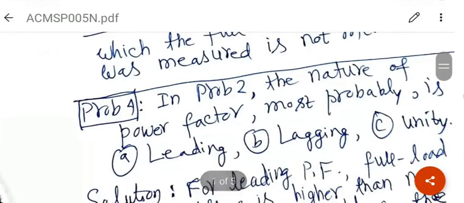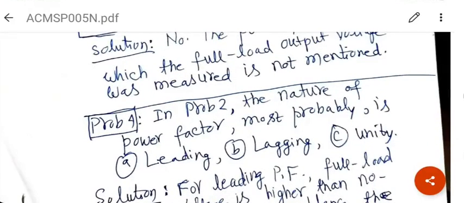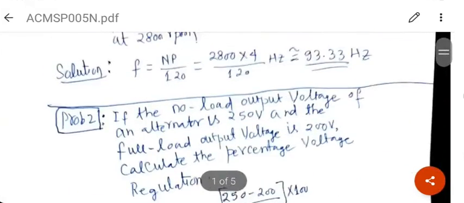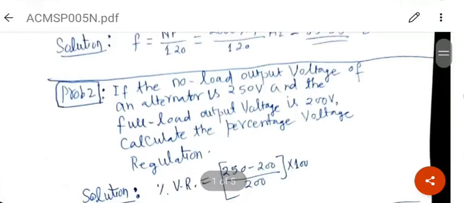Now, the next one is also very interesting. In problem 2, the nature of power factor. Can you figure out the nature of power factor? We can go back to problem 2 again. It says the no load output voltage is 250 volt and full load output voltage is 200 volt. So at full load, the output voltage is dropping. Does it tell you something about the power factor of the load?